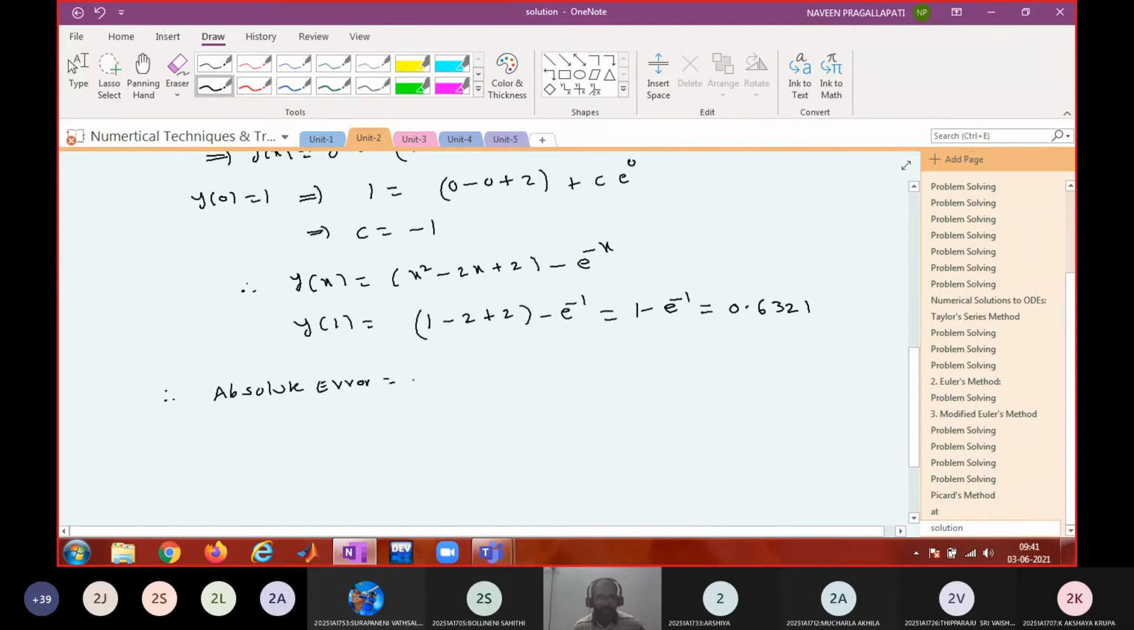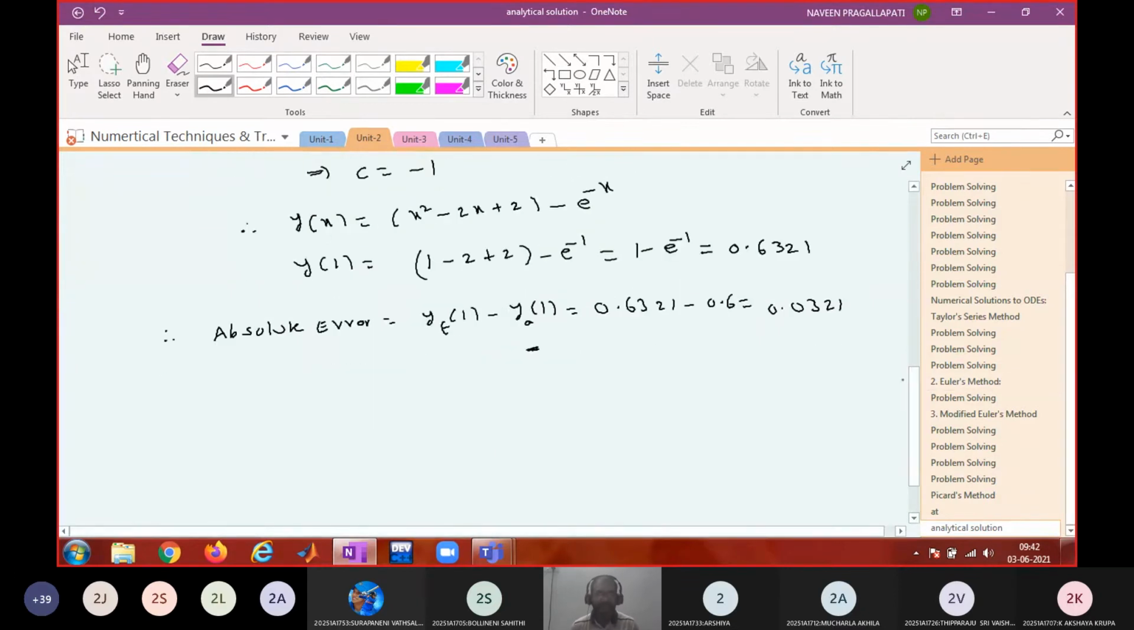Error is equal to y true value at 1 minus y approximate value at 1, equal to 0.6321 minus 0.6, which is equal to 0.0321. Is that okay? So when you're asked to compare, you can just find the absolute error and show the difference. Is it fine?